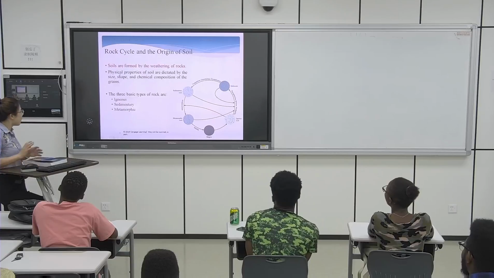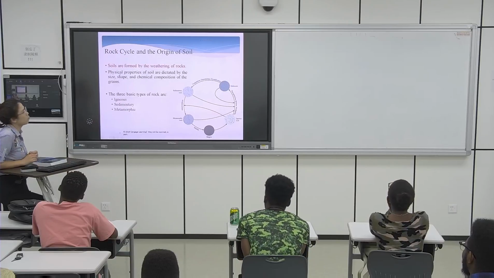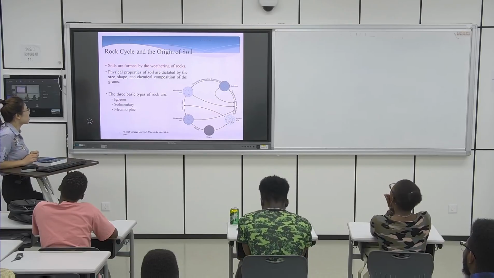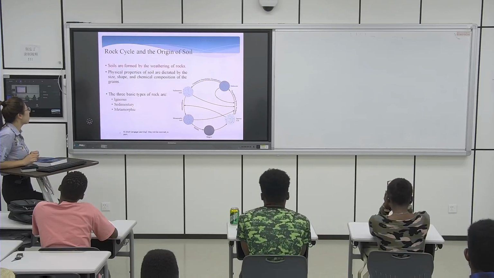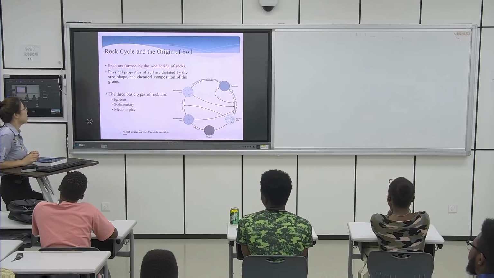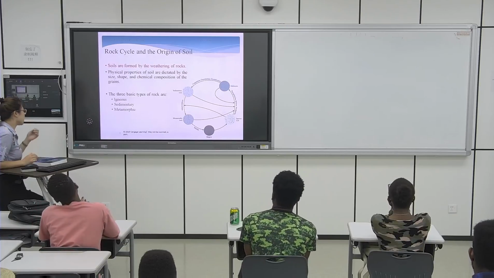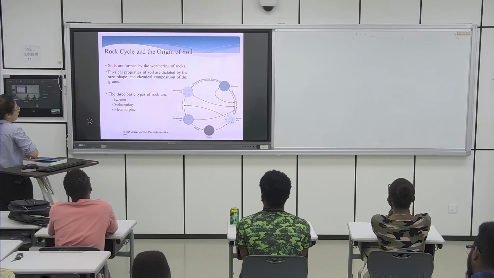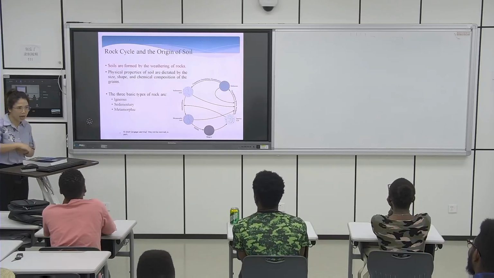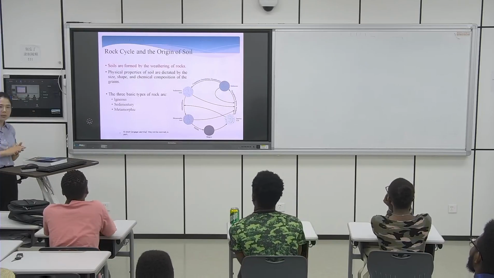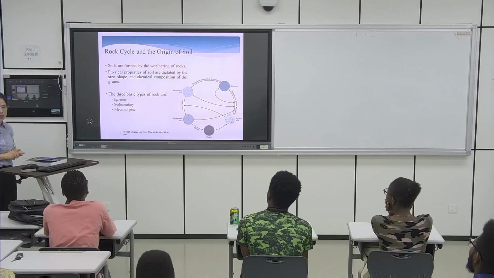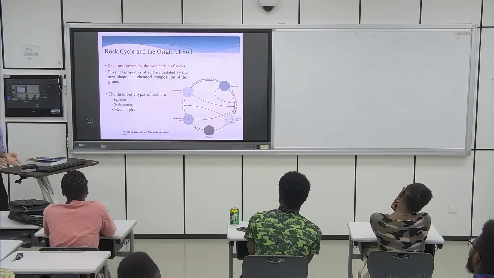So soil are basically formed by weathering of rocks, and the physical properties of soil are determined by the size, shape, and the chemical composition of the grains. So this is why we study grains at the very beginning, because the size, shape, and the chemical composition determines the physical property of the soil.